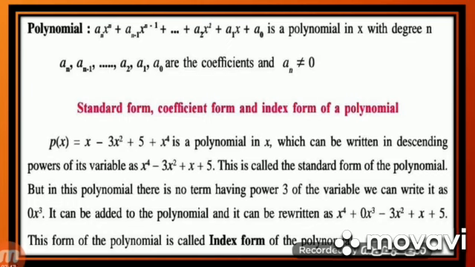Now let us learn the standard form, the coefficient form and the index form of a polynomial. Consider a polynomial p(x) = x − 3x² + 5 + x⁴.